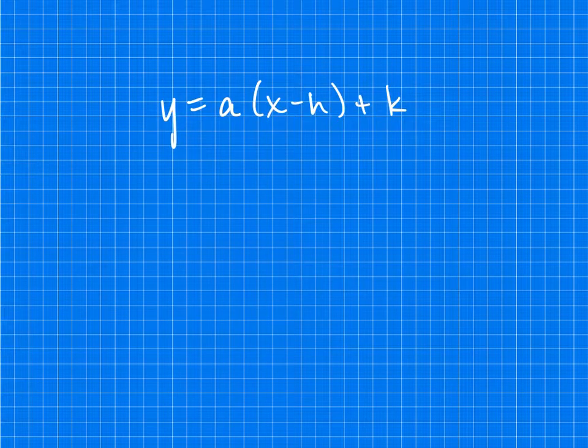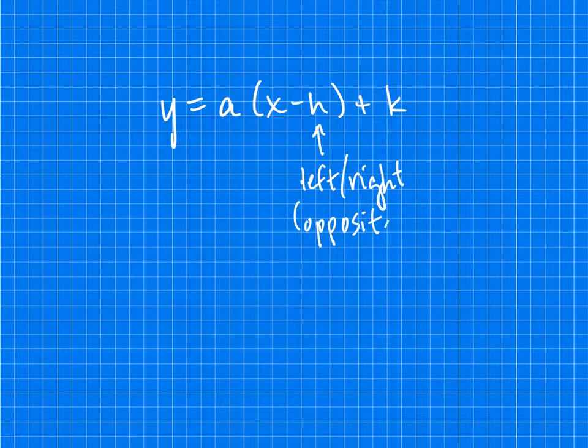In all of these, however, they all have very similar patterns. The h value moves it left or right. And this is in other videos, but just to review, that's always kind of the opposite of what you think it's going to move. If it's x plus 2, it moves it left. If it's x minus 2, it moves it right. And that can throw people off sometimes. The k value is up or down.